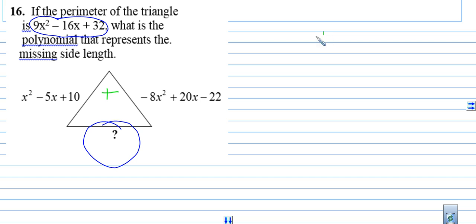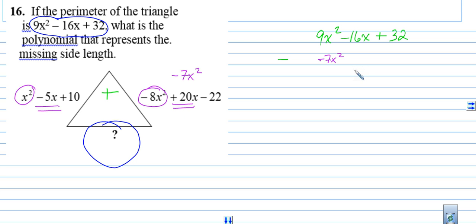So I'm going to go ahead and write 9x squared minus 16x plus 32 here. And then we're going to subtract something from up here. And that's going to be us adding this together. So we have x squared plus a negative 8x squared, or x squared minus 8x squared, which is negative 7x squared. And then you have negative 5x plus 20. Negative 5x plus 20 is positive 15x. And then 10 minus 22 is negative 12.